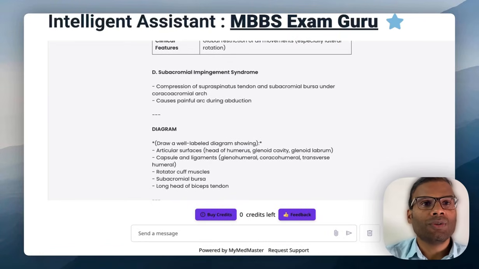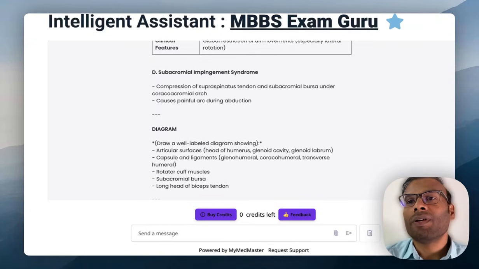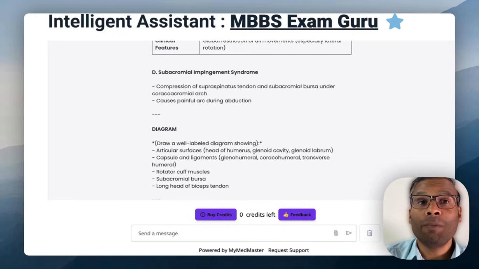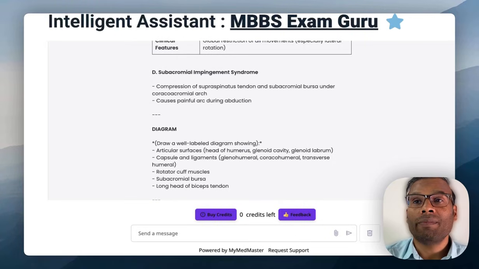So what you should do, I invite you to use this assistant. 5 credits are free. You use it and you yourself decide. It will definitely help you remove your anxiety for the examinations, and it will help you to write answers in a structured way, and it will help you to get maximum marks.